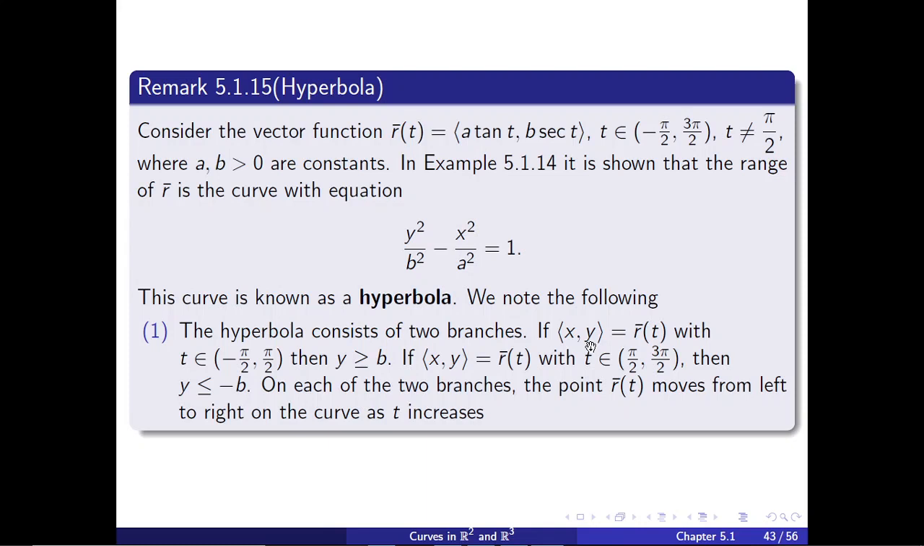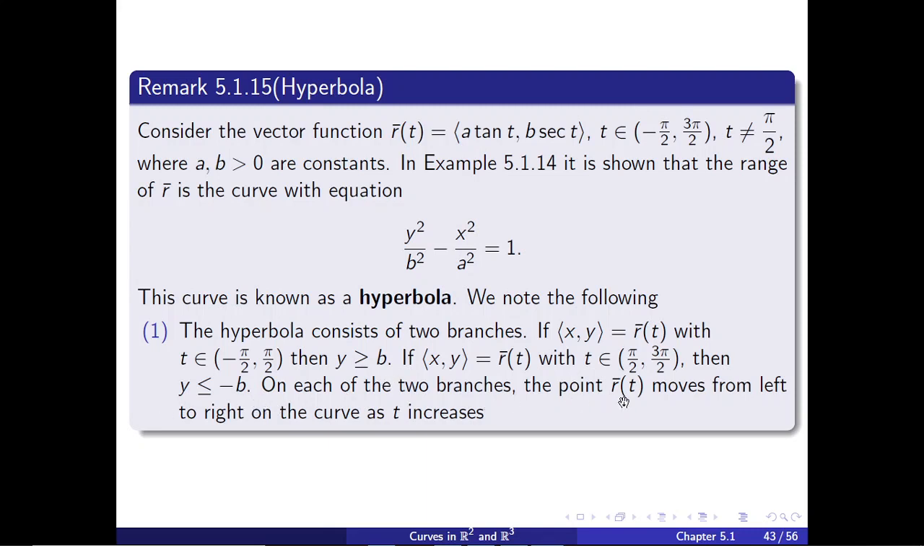If (x, y) is equal to r(t) with t between minus pi over 2 and pi over 2, then y is greater than or equal to b. And if (x, y) is equal to r of t with t between pi over 2 and 3 pi over 2, remember this is defined for these points, so the subdivision is there like that, then y is less than or equal to minus b.